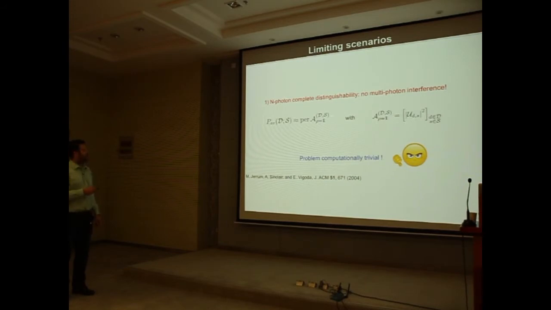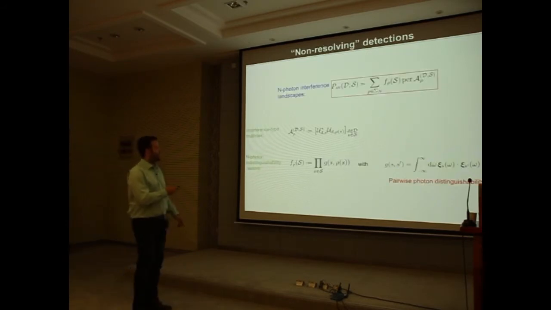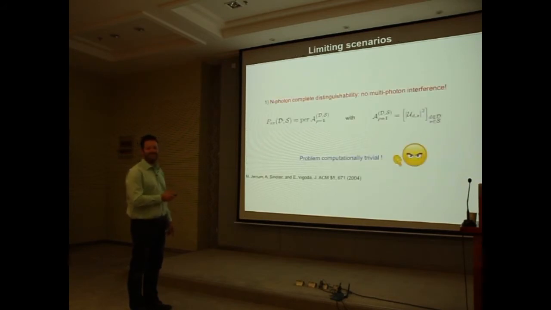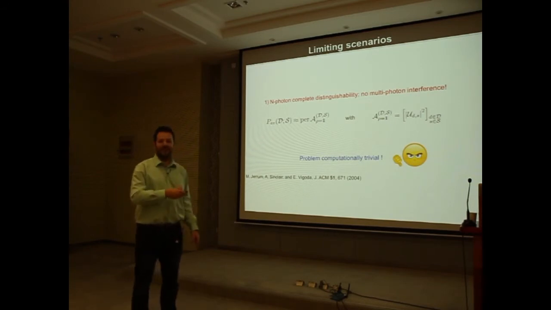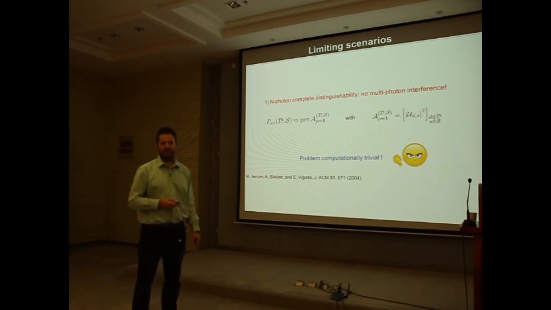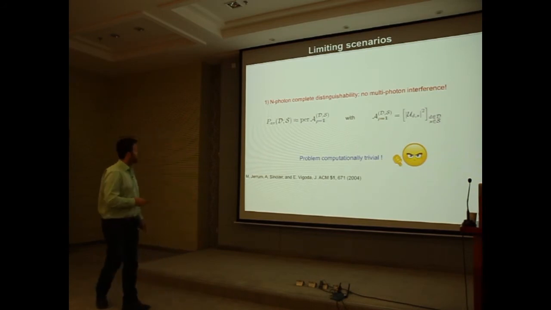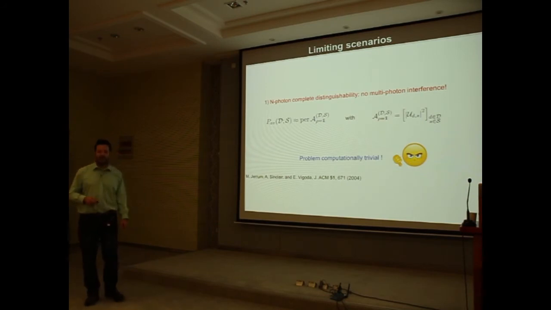In that case, the sum of permanents reduces to a single permanent. The only case that survives is when the permutation is the identity. You need to have S and S here, otherwise the weight for this permanent is going to be zero. So the only permanent surviving this sum is the identity. What is that? It is the matrix whose elements are the modulus squared of the elements of the matrix of Aaronson. So this is a computationally trivial problem. We get that result already obtained by Jerome, Sinclair and Bigoda.